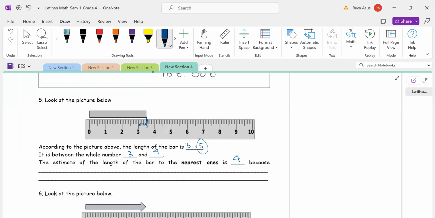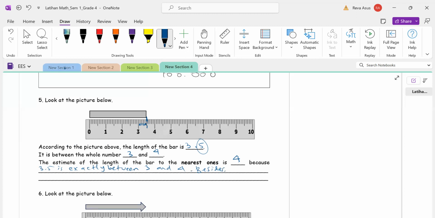Because 3.5 is exactly between 3 and 4, we need to round it up. 3.5 is exactly between 3 and 4.